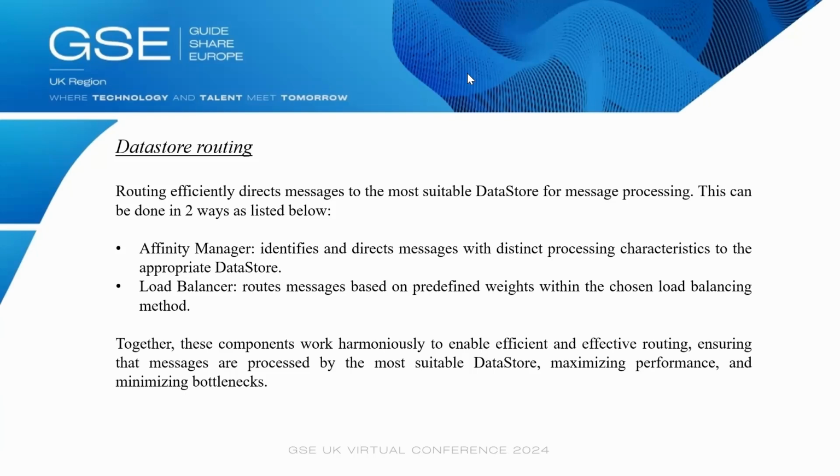One is the affinity manager, which identifies and directs messages with distinct processing characteristics, and the other is the load balancer, which helps me to predefine the weights and load balance with the load balancing method that is already given. And these work efficiently to provide the highest level of efficiency and routing during the message processing.